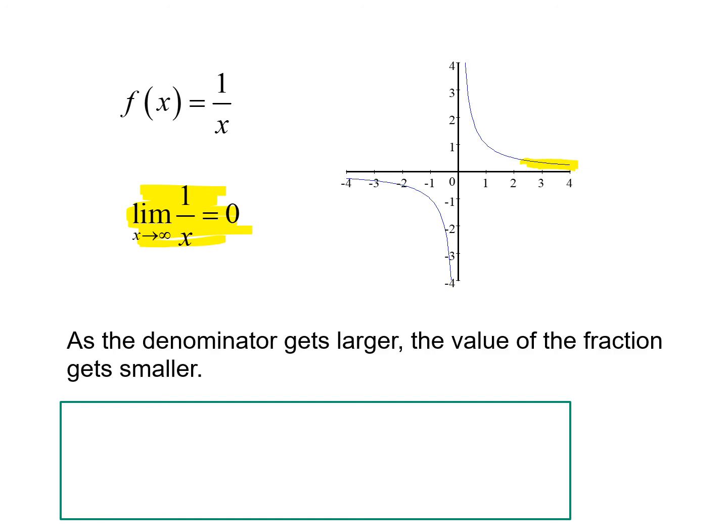So as the denominator gets large, the value of the fraction gets smaller. So in other words, I always like to use food. Think of 1 pizza divided by everybody at Millbrook High School. Essentially, if we split that up, you're going to get nothing, maybe a small crumb.